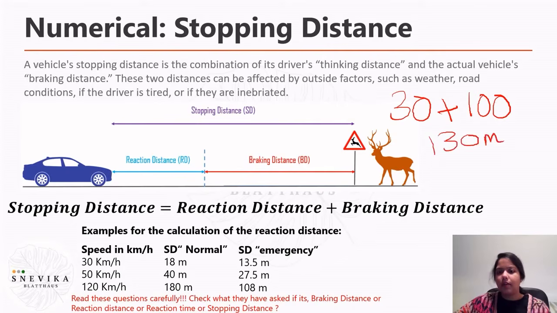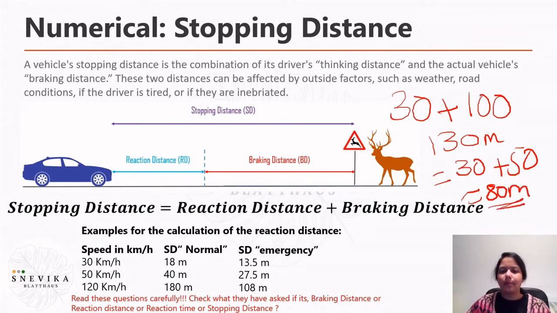But similarly, if it is an emergency situation, then it will be 30 plus this 100 becomes divided by 2. It is 50. Then your answer is going to be like 80 meters. It is as simple as this.